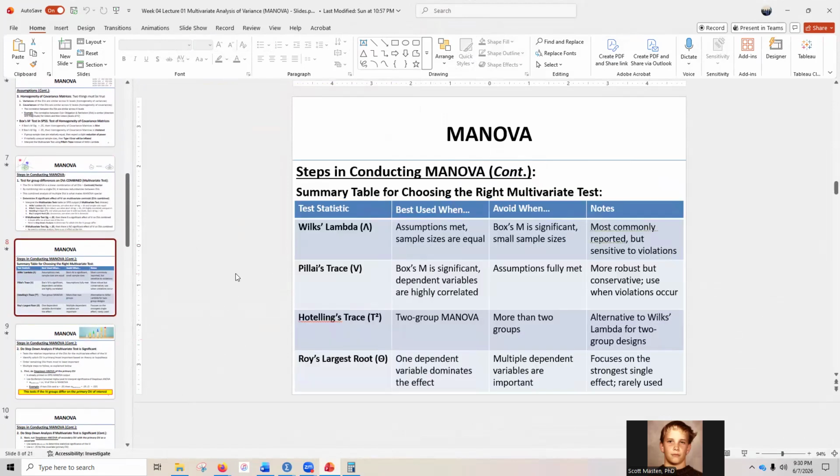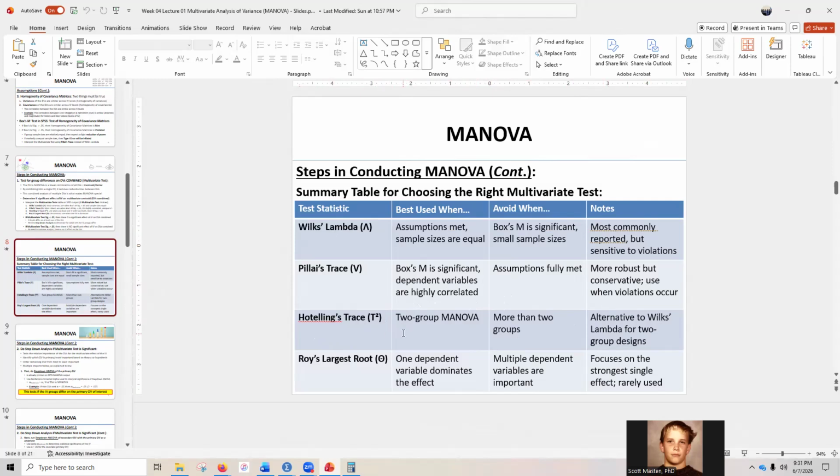This particular slide 8 tells you when to pick which of the different multivariate tests to interpret your MANOVA. So Wilks lambda is good when the assumptions are met and sample sizes are equal. That is the case here. Avoid it when Box's M is significant. It's the most commonly reported one because it's first on the list, but it is sensitive to violations. Pillai's you can use when Box's M is significant, so you violated those assumptions, or your dependent variables are really highly correlated with each other. So really big correlations. Well, we haven't violated the assumptions, right? So use this basically when violations occur.